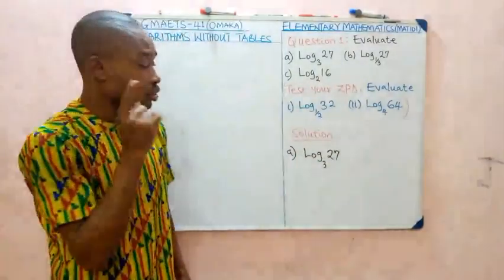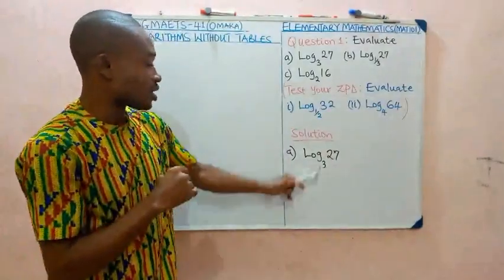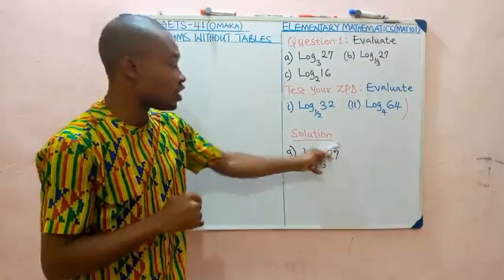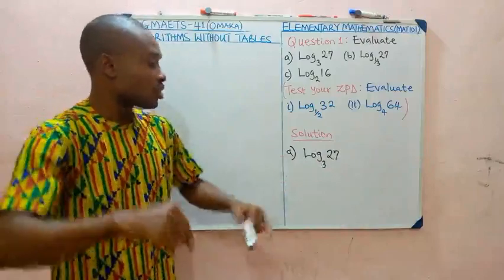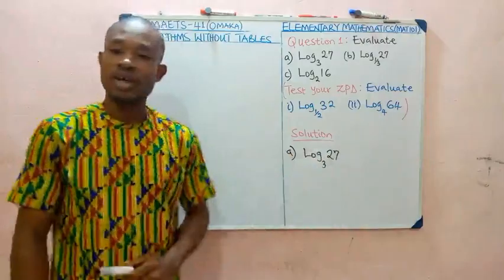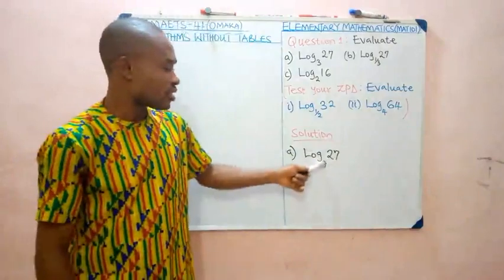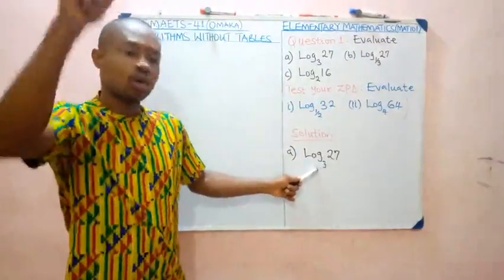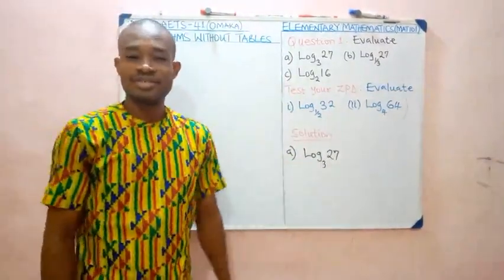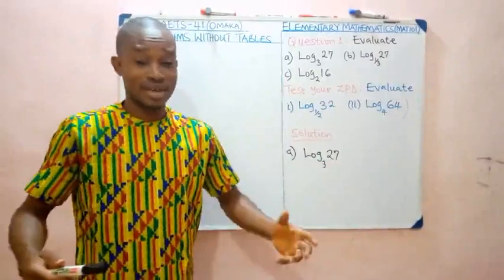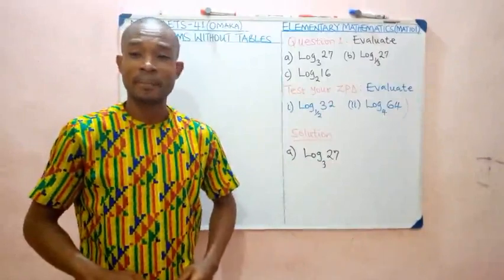Looking at this, if we know by the definition of logarithm that the power of this base that will produce this number 27 is the answer to log 27 base 3, what do you now think will be the result? What is the power of this 3? Let's say 3 raised to power what will give you 27? Without being told, it's 3 raised to power 3.